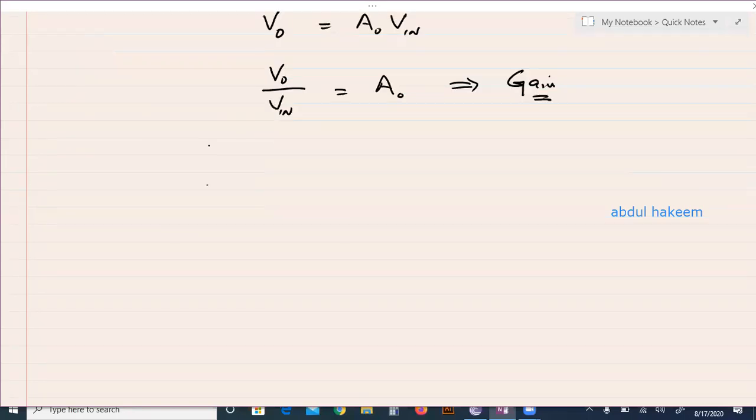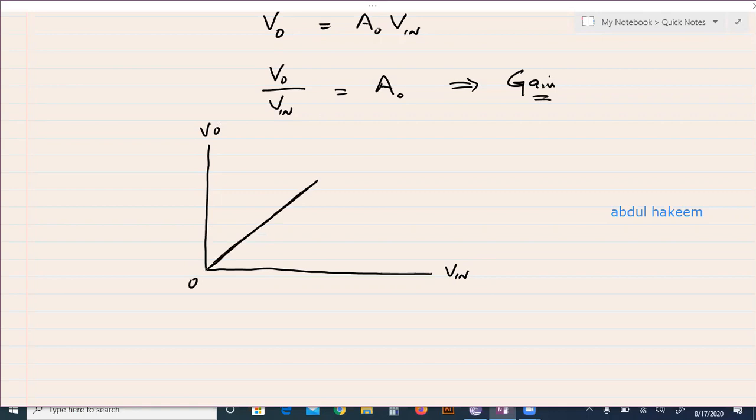When the graph is plotted between input voltage and the output, both are directly proportional, so it is a straight line passing through the origin. But when this output voltage becomes equal to supply voltage, the operational amplifier becomes saturated, so no further gain. The gradient of this graph is gain A naught, and after this input, it is saturated, no gain, so gain is 0.